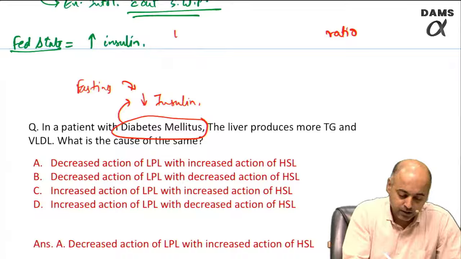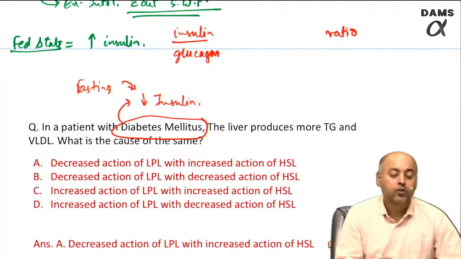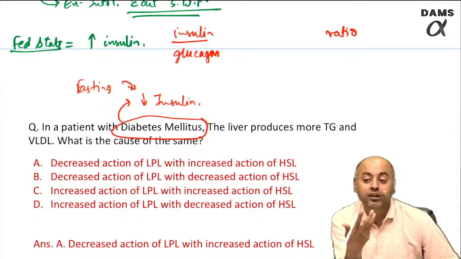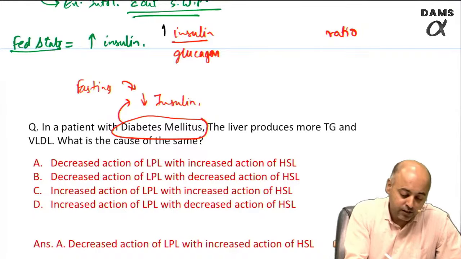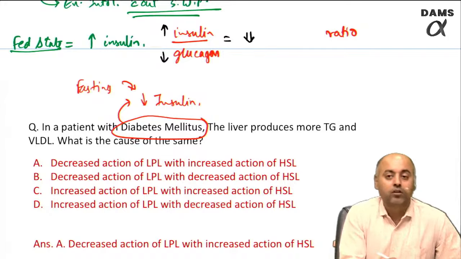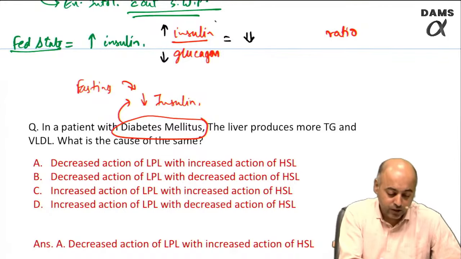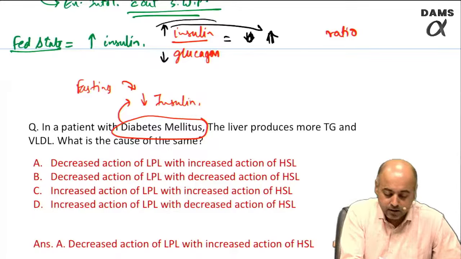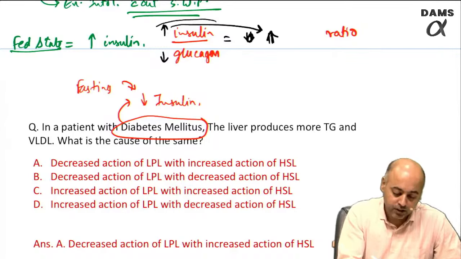So it should be insulin glucagon ratio. Okay, so what happens is, you know that insulin and glucagon have a reciprocal relationship. When the insulin level rises, the glucagon level will fall, and obviously the ratio will rise. This means when insulin rises, the ratio rises.